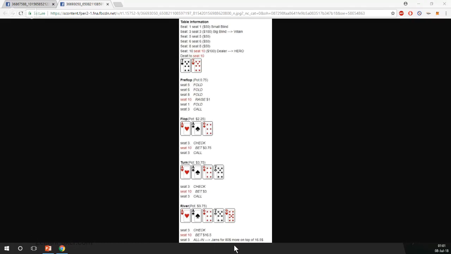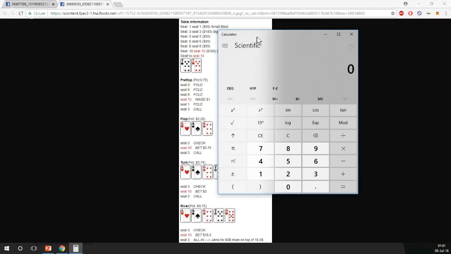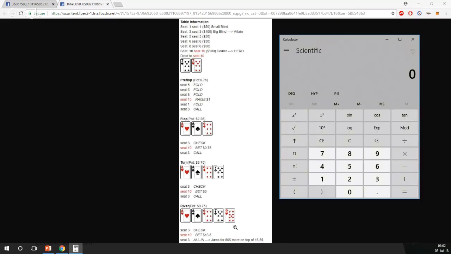Anyway, so then we're facing this raise, okay? And the way that we deal with raises is you calculate what the raise size is. So it's going to be 80 divided by what's in the pot to start with, so 9.75 plus 16.5 plus 16.5, right? So now they've overbet 1.87 as their raise.